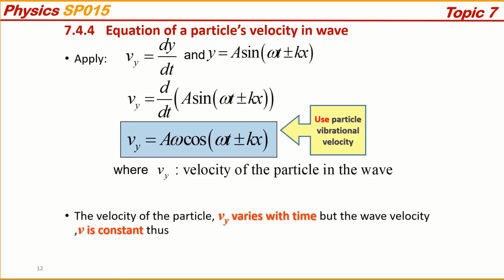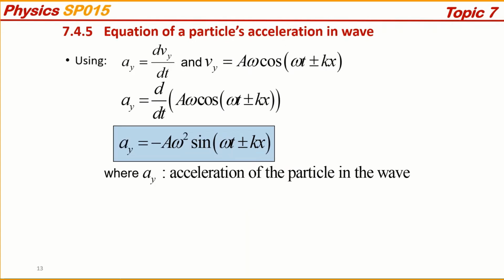The velocity of the particle Vy varies with time, but the wave velocity v is constant. Thus, Vy is not equal to v. Equation of a particle's acceleration in wave. From the previous equation, Vy equals a omega cos(omega t plus or minus kx).